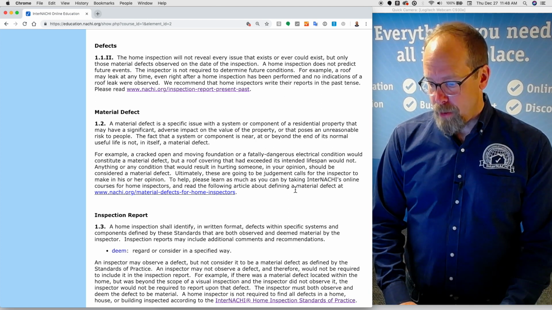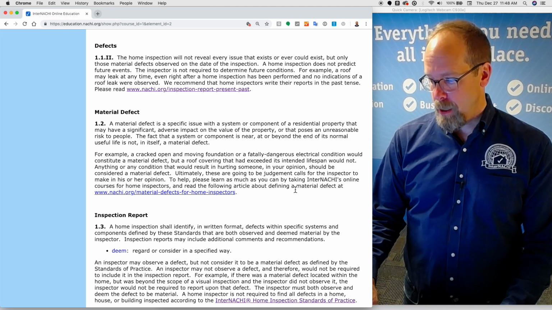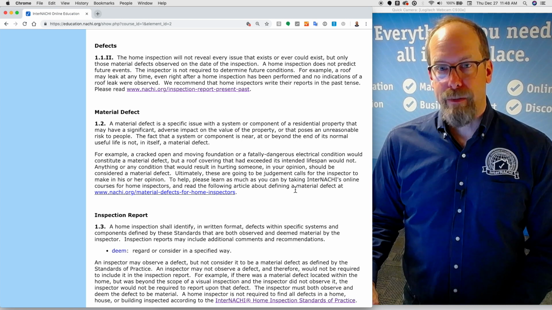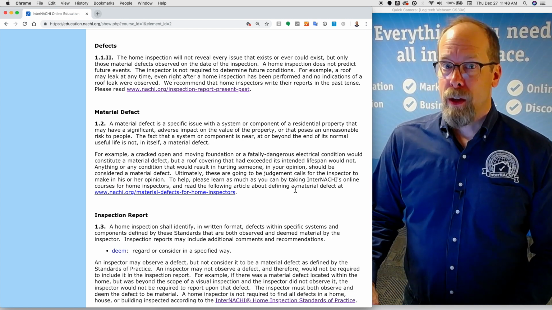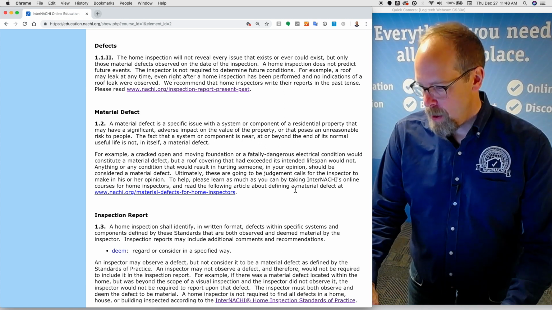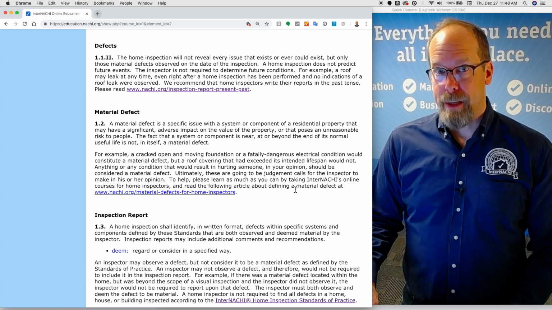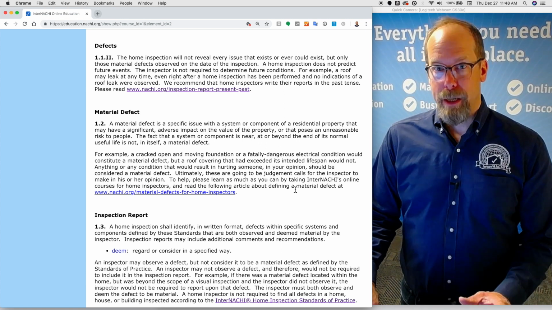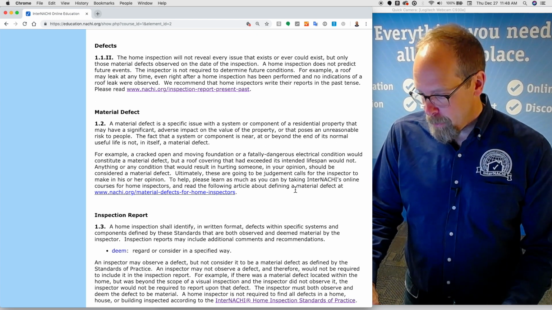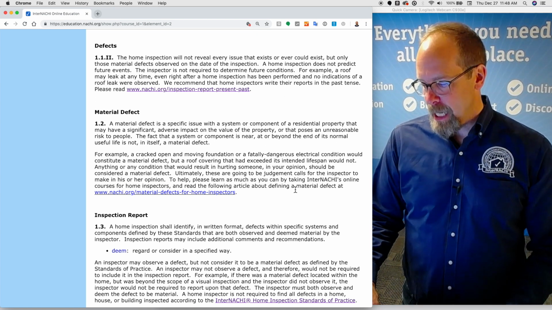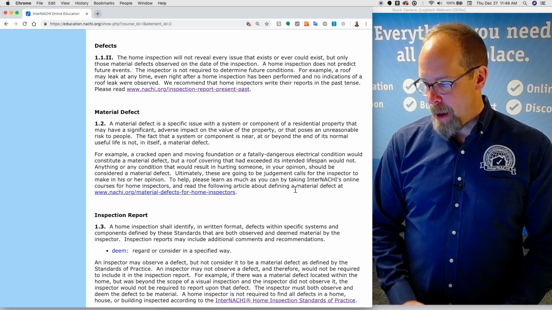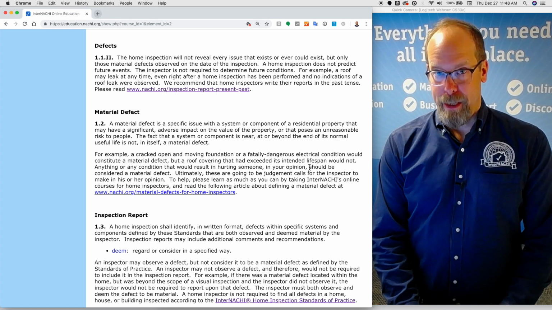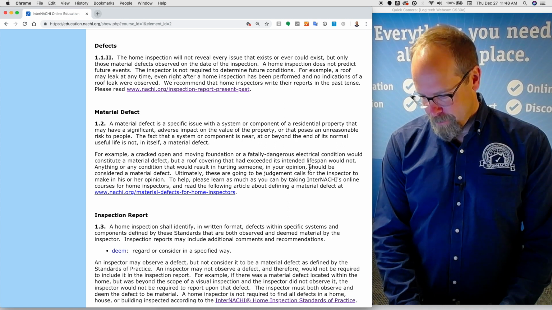Anything or any condition that would result in hurting someone, in your opinion, should be considered a material defect. Ultimately, these are going to be your judgment calls to make. To help, please learn as much as you can by taking InterNACHI's online courses for home inspectors and read the following article about what a material defect is, and click that link there.